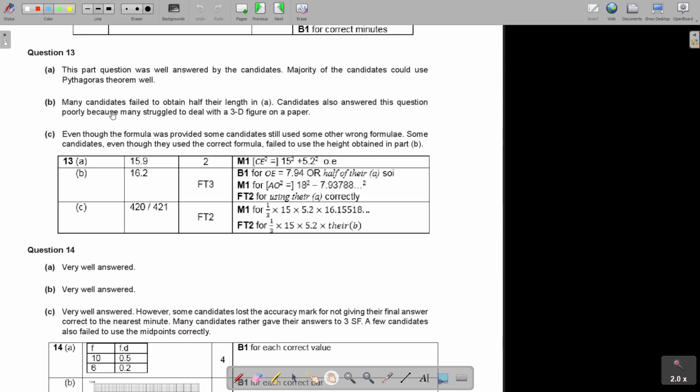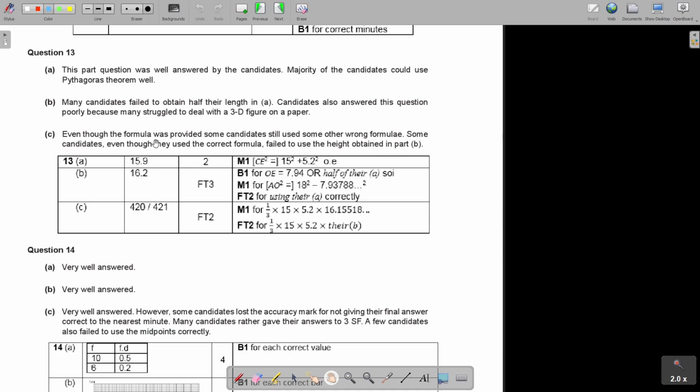Then for this one, many candidates failed to obtain half the length in A. Candidates also answered this question poorly because many struggled to deal with the three-dimensional. But again, for the OA, you got your value, and then as soon as you subtract, using the Pythagoras theorem again, you get the answer 16.2.